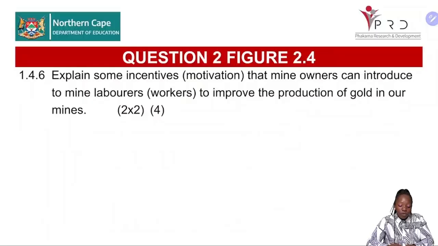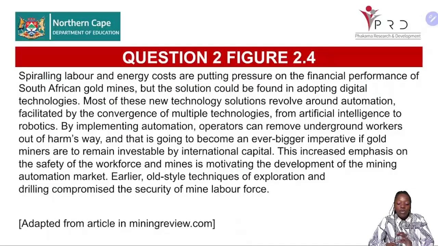Then your 1.4.6, you explain some incentives, which is the motivation that the mine owners can introduce to mine laborers, which is the workers, to promote the production of gold in our mines. Then again, you are not told how many responses you're supposed to give, but by looking at the mark allocation, which is 2 times 2, you then realize that you need to give 2 responses. So now that you have read the questions, it is now time to go back to the infographic.